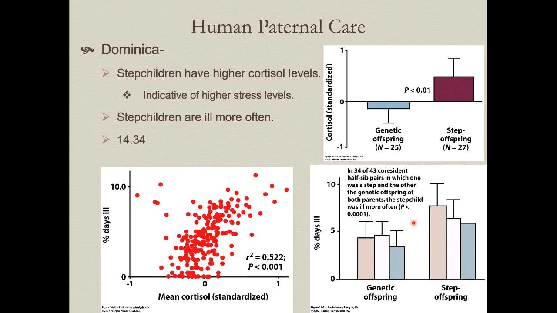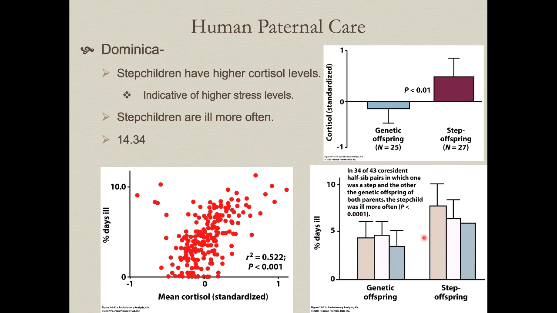In Dominica, there is a clear pattern that step offspring have higher cortisol levels. Cortisol levels are, again, indicative of high stress levels. These are stress hormones. And having a higher cortisol level is greatly linked to number of days ill. And so you're going to miss school. Your general health is going to suffer. And again, this is being linked to them not receiving proper parental care or more stressful interaction with step parents.